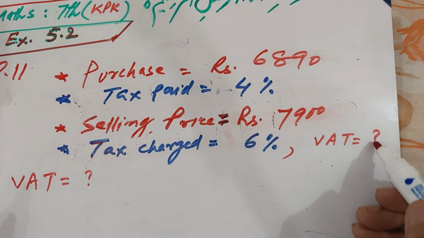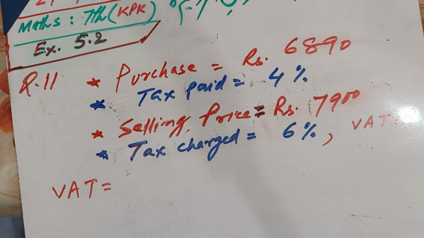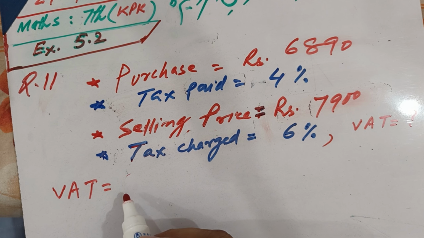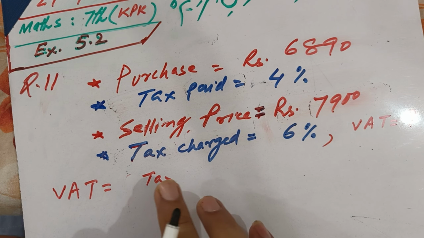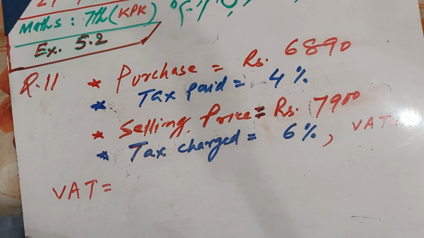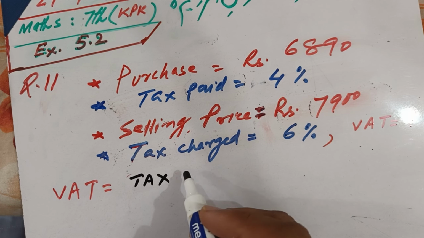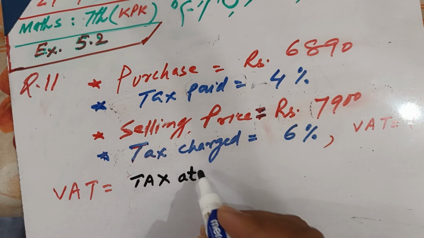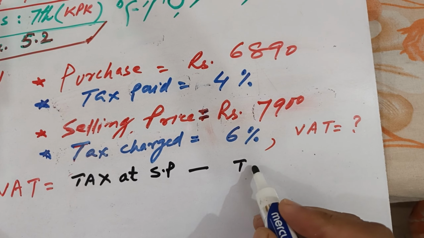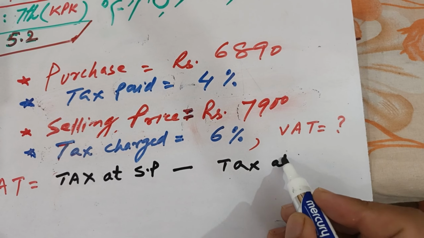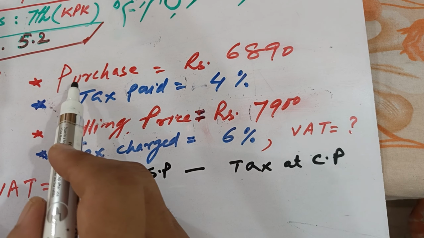We have to find value added tax. And the formula of VAT, I am going to write it for you. The formula for VAT is tax at SP minus tax at CP. So this is our purchase.